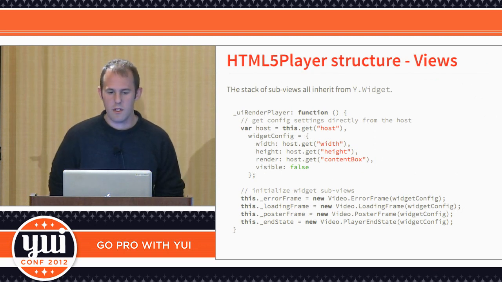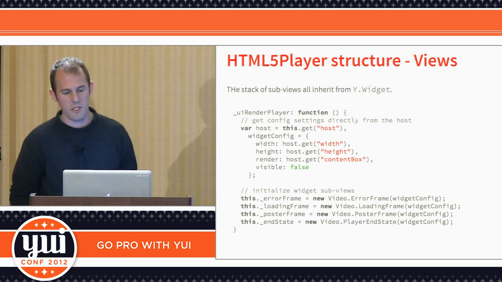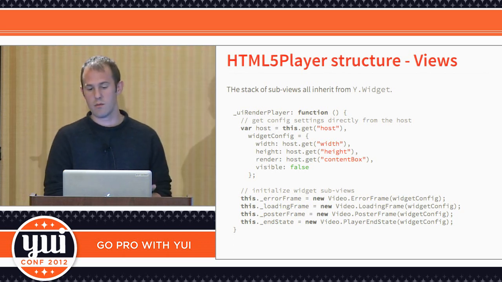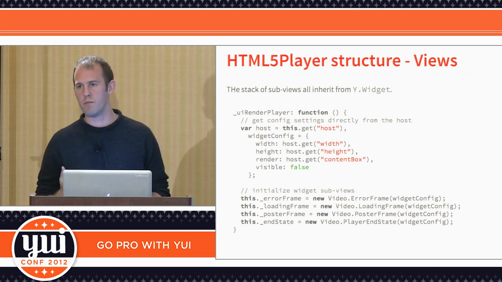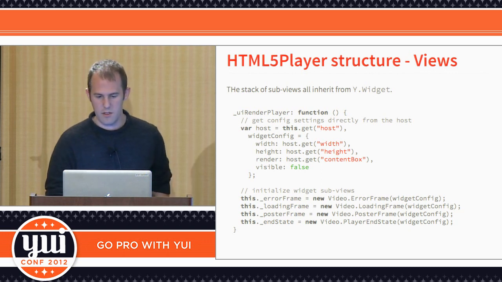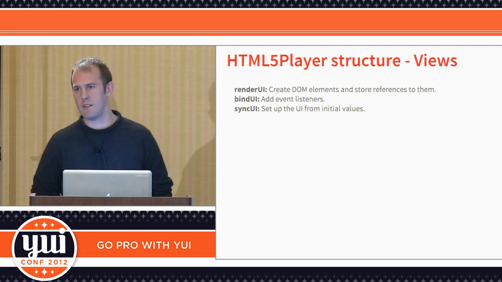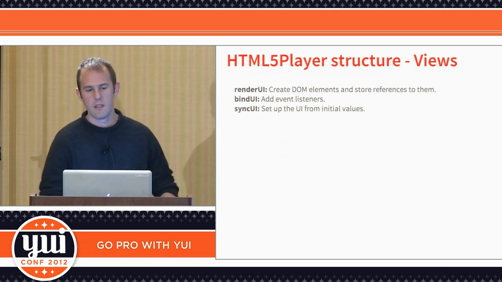Here is an example of how we instantiate that stack of subviews. We have a single widget config. We use the width and height from the host, and we render them all right into the content box. And we use widget's built-in visibility method to show and hide those modules. And we just use CSS to actually handle the showing and the hiding.